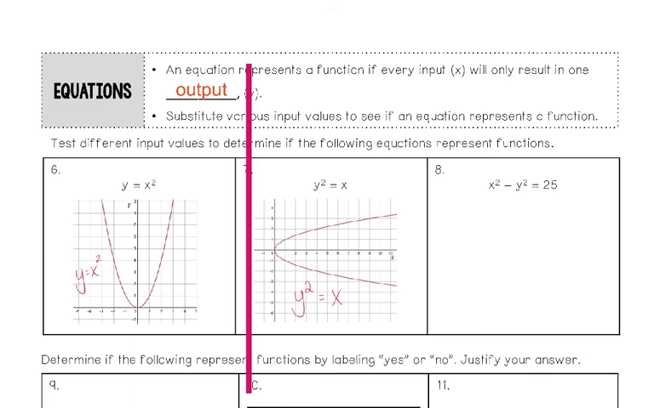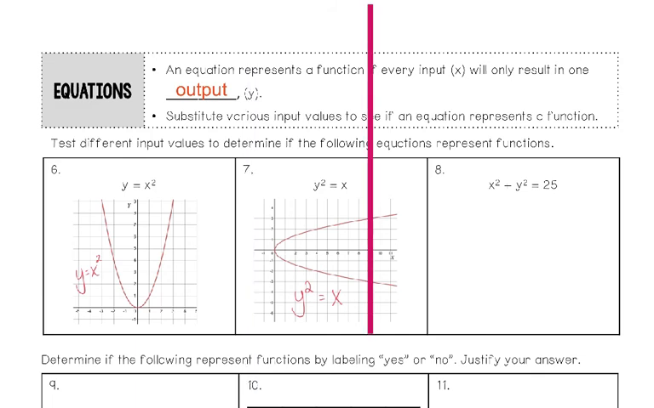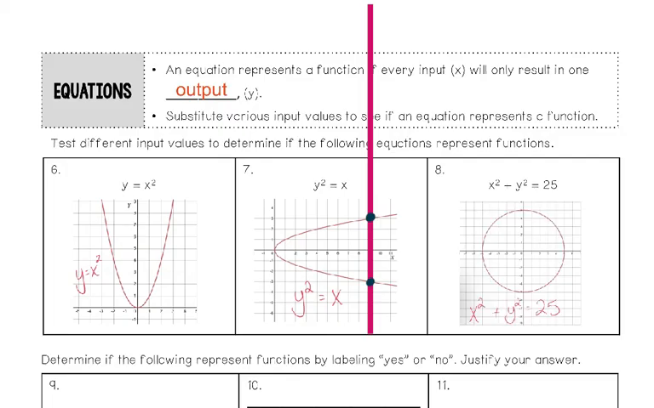This does not pass the vertical line test because if I move my line across it, you'll see at every point it's intersecting at 2 points. For it to pass the vertical line test, it can only pass through and intersect at 1 point at a time. Try this last one by yourself and then press play when you're ready to check. This is another graph that does not pass the vertical line test. If it's a circle, it's going to intersect at 2 places anywhere you look across this circle. So this is another one that is not a function.